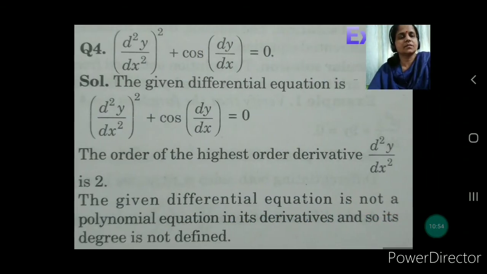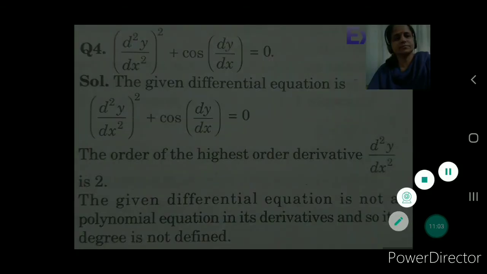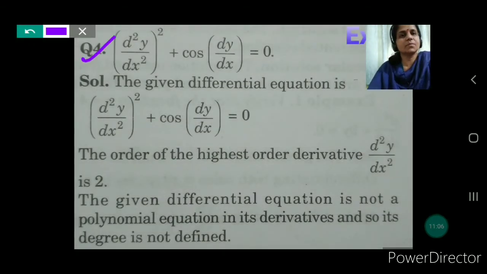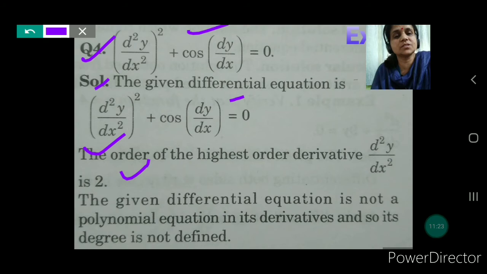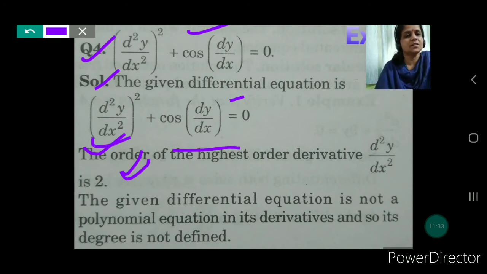Next question. Question number 4: (d²y/dx²)² plus cos(dy/dx) is equal to 0. So the order of the highest order derivative is 2. Now see here it is d²y/dx² and here it is dy/dx, so the greater is d²y/dx². So order is 2. For the degree, degree is not defined since it is not a polynomial in its derivative.